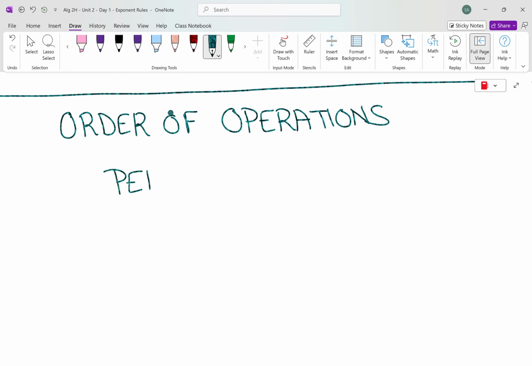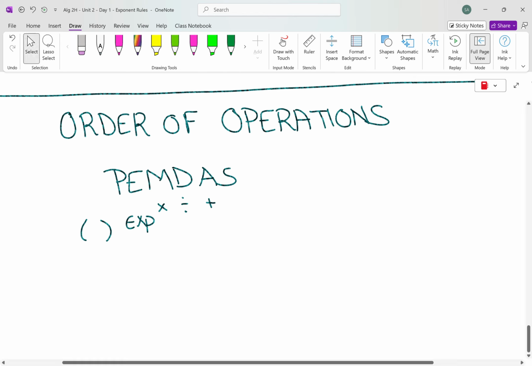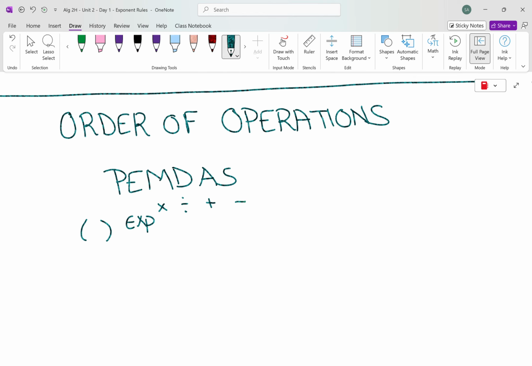Who remembers what's that special word for order of operations? PEMDAS. Remember, we are parentheses, exponents, multiplication, division, addition, subtraction.